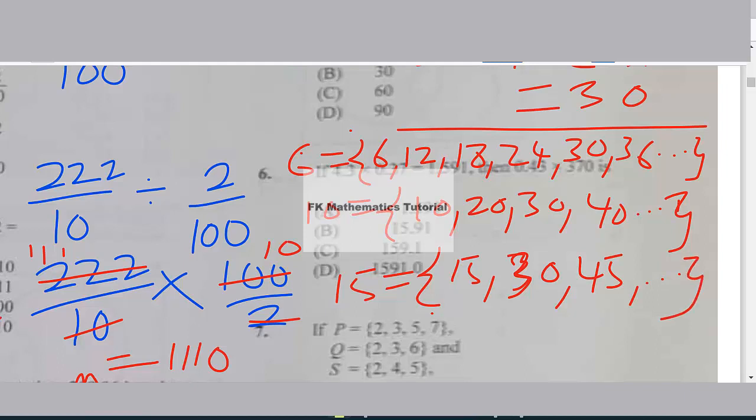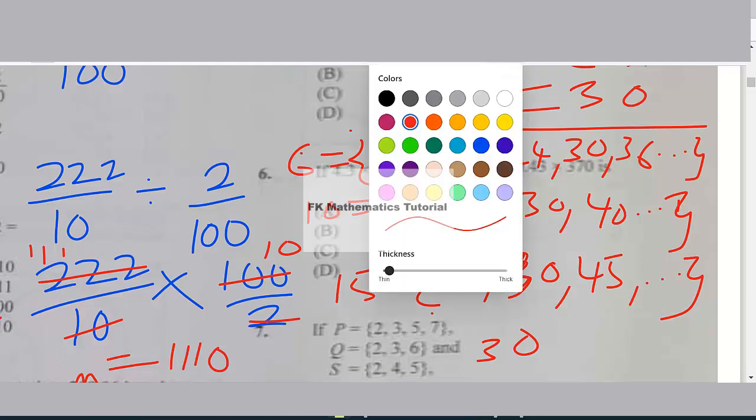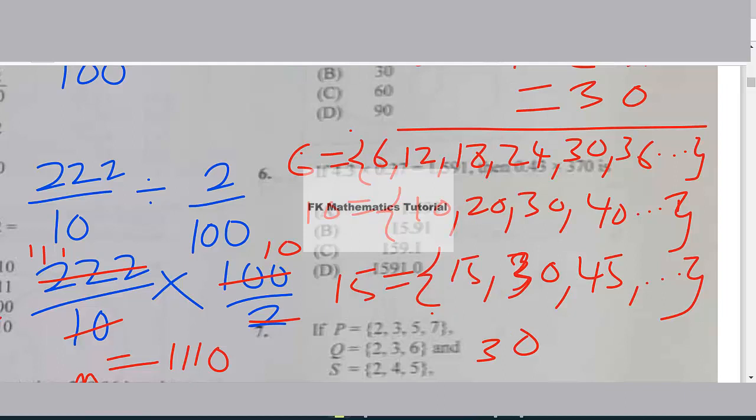So the common multiple will be 30 because we have 30 throughout. This is a list for all of them. So 30 is the least for all of them. The least common multiple is 30. So the correct answer is 30.